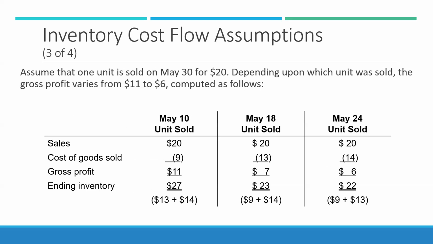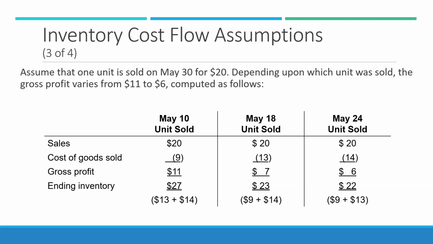Oh, this is LIFO throughout the period. The first unit that was sold... yeah, this one doesn't make sense here, but this would be LIFO, this would be FIFO. The ending inventory is really the only thing on this slide that doesn't make any sense.